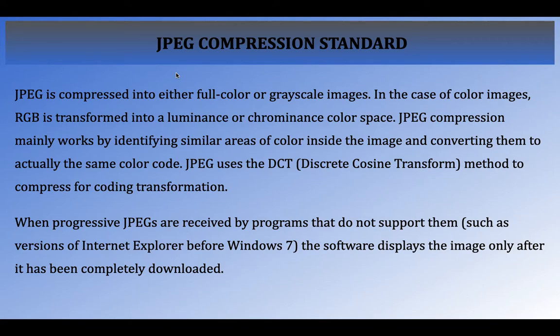However, support for progressive JPEGs is not universal. When progressive JPEGs are opened by programs that do not support them, such as versions of Internet Explorer on Windows 7, the software displays the image only after it has been completely downloaded. As we can see in torrents, if we're downloading something, only after some part has downloaded can we see the preview, or else not. So like that.